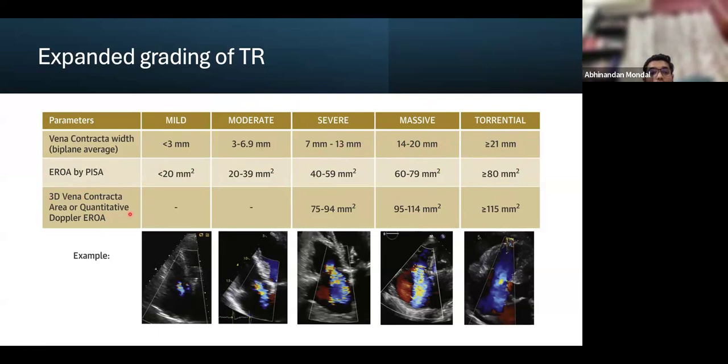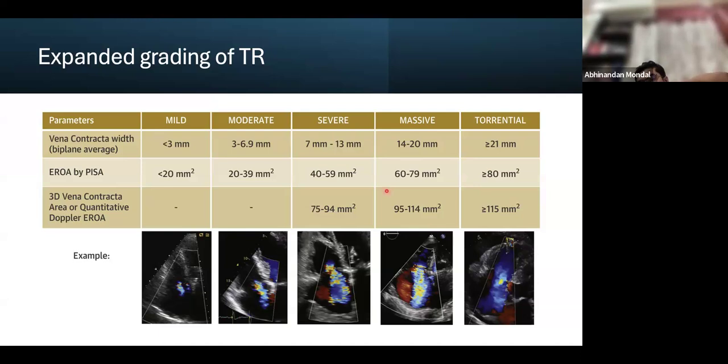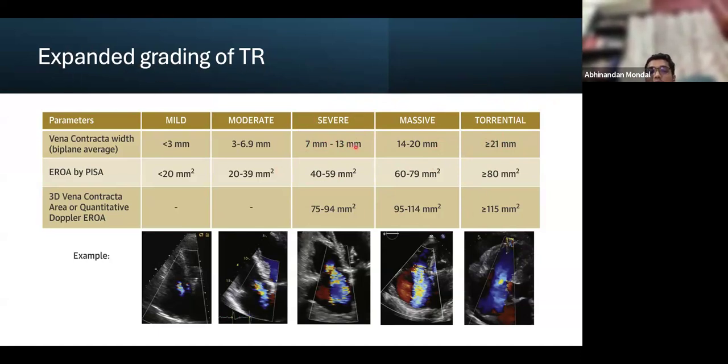Similarly, 3D vena contracta area. So what is this for? Recently, the transcatheter procedure has been done in torrential and massive TR. So the severe category also has some gradations. Accordingly, if the patient has torrential TR and after the procedure the patient has developed severe TR, that is considered an improvement. That is why an expanded grading of TR has been made.